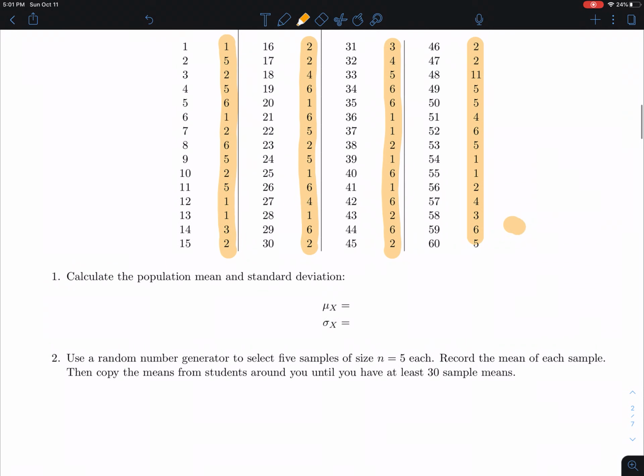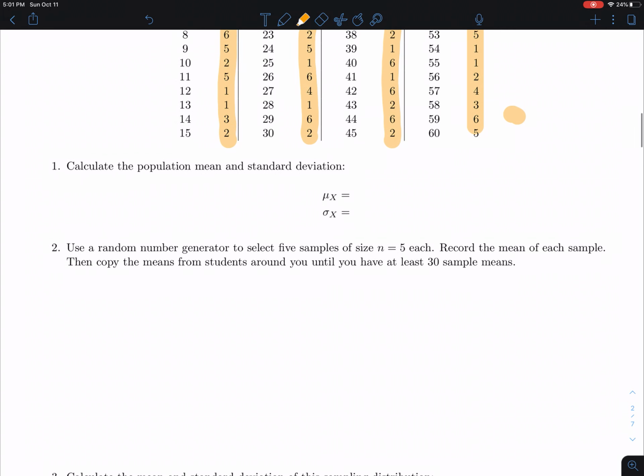All right. And then after you do that, what you're going to do is use a random number generator to select 5 samples of size n equals 5, and then record the mean of each sample, then copy the means from students around you until you have at least 30. So what we'll do is we'll share our data on this, so that way we can collect the 30 samples that we need.